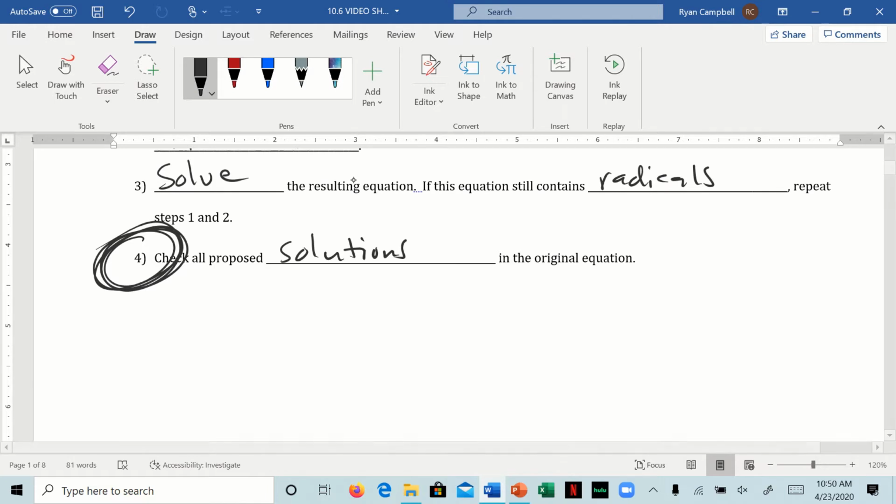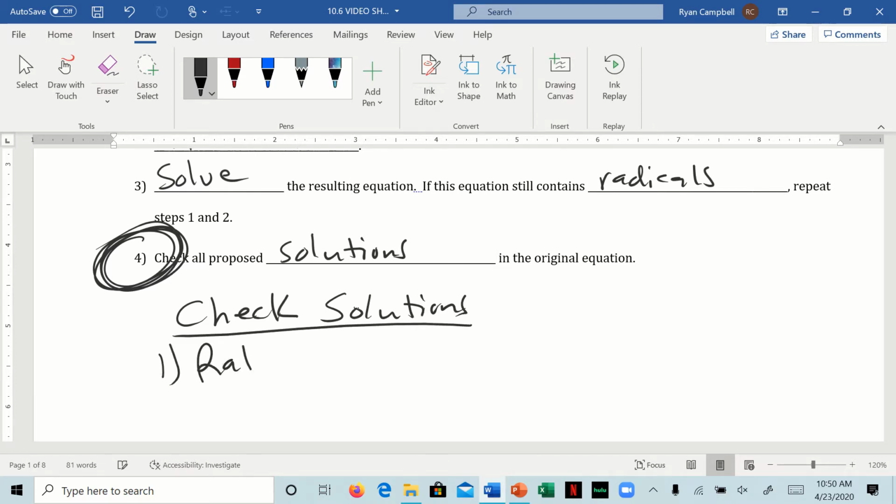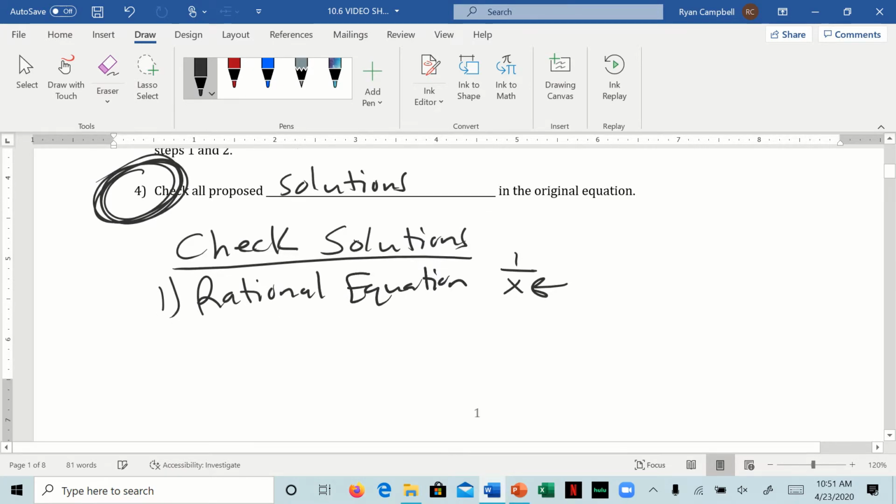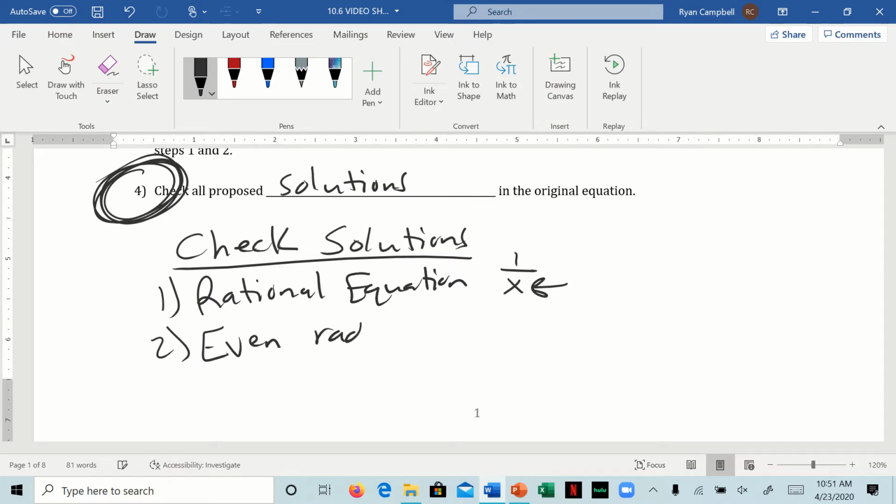Because we have 2 times so far that you have to check your solutions, right? We already talked about when you have rational equations. Basically, when you have a fraction, if it's 1 over x, you have to check because x in this case can't be 0. And now the second one is even radicals, right? Because if you remember, a negative can't be inside a radical. So we have to always check ourselves.